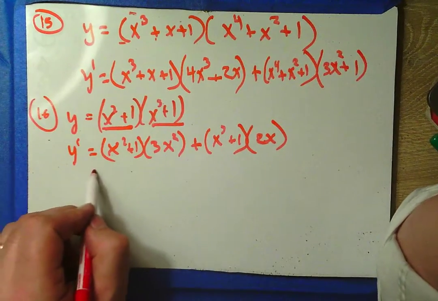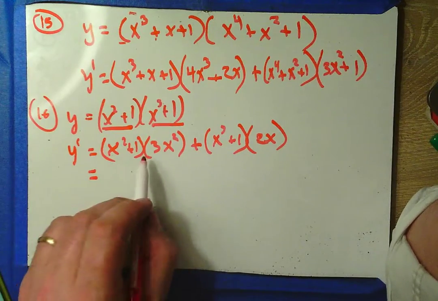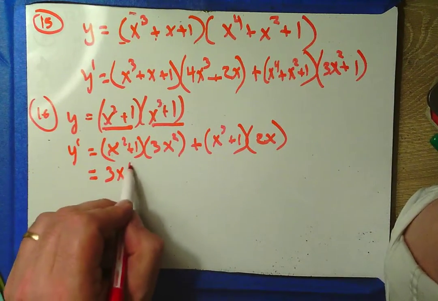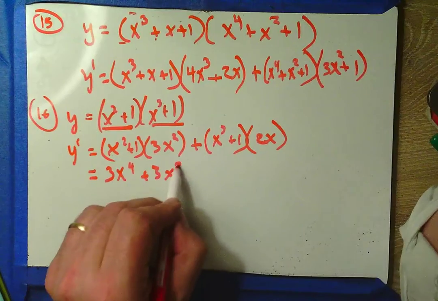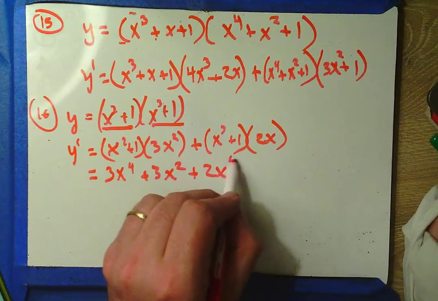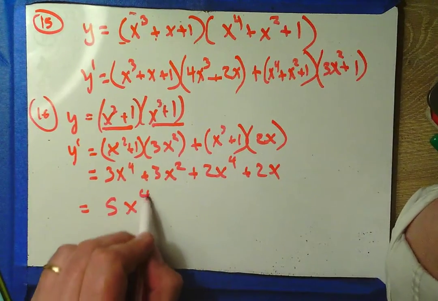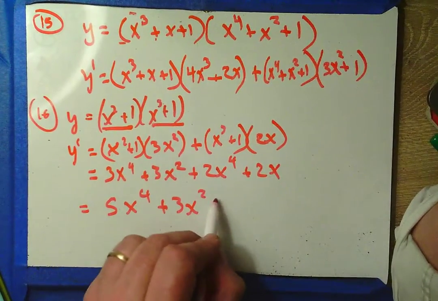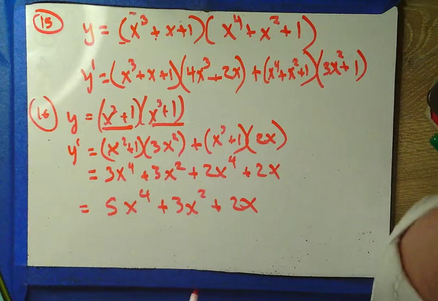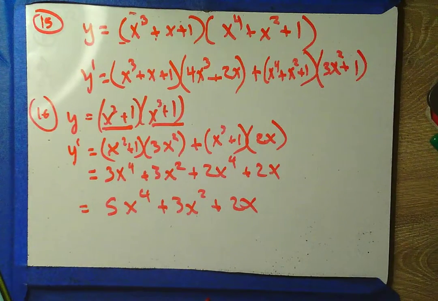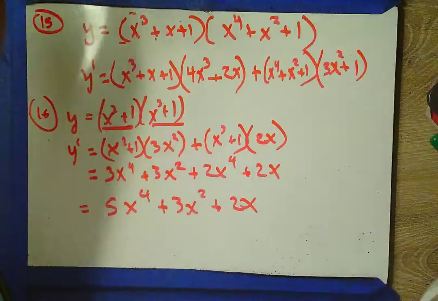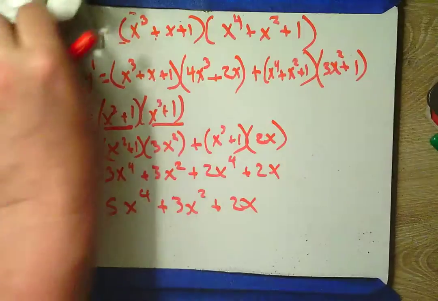I don't mind distributing and combining like terms here. It's not as heinous as that last problem. 3x squared plus 2x to the fourth plus 2x, and I see 5x to the fourth plus 3x squared plus 2x. Yeah, I think that's good. All right, so there's 15 and 16. Let's take a look at 17.